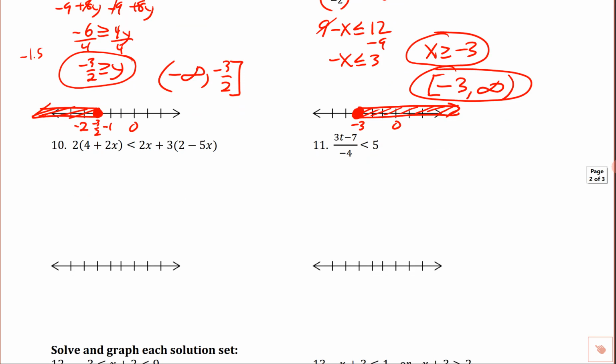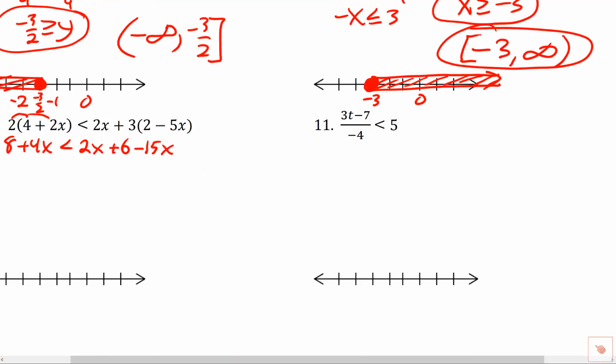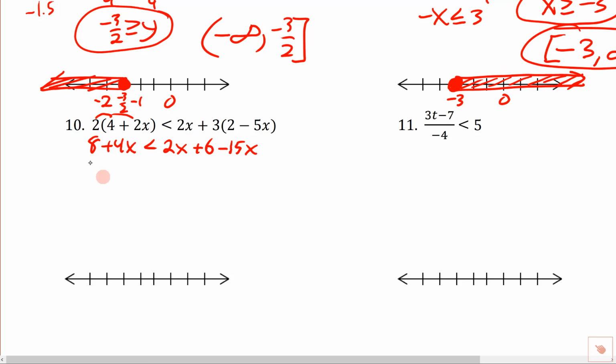All right, take a look at the next one. We've got some simplifying to do on both sides, so let's go ahead and do that. So we'll distribute through. So we've got 8 plus 4x less than, we've got a 2x plus 6 minus a 15x. A little more simplification here. I am going to blow this up just a little bit so we've got a little more room. So this is going to be 8 plus 4x less than, these two together are going to make a negative 13x plus 6. So we're going to move the 13x to this side. So we're going to add 13x over here. So that's going to cancel there, which means we ought to move the 8 to the other side.